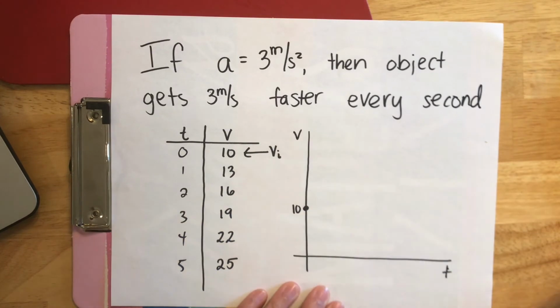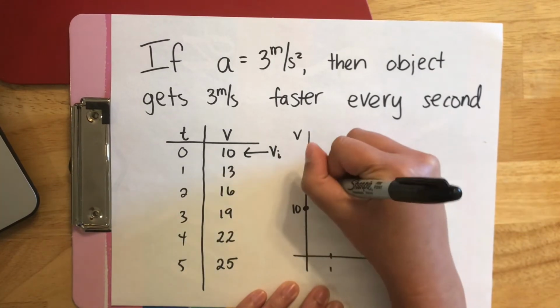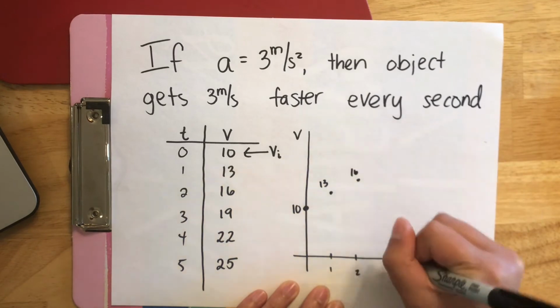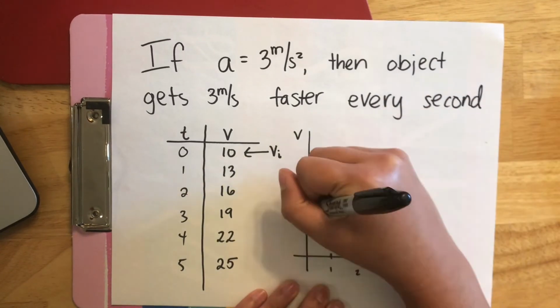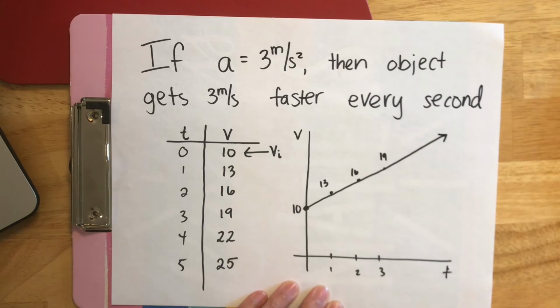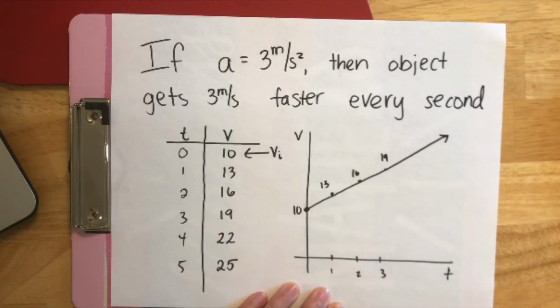Well, a kind of obvious way to graph this data would be to start from 10, and for every 1 second of time that passes, this would go 3 meters per second faster, creating a nice straight upward line. This type of graph is called a velocity versus time graph. And it's useful because at every second of time, it tells you the velocity. Positive velocities indicate that the object is moving forward. So this object starts at 10 meters per second, gets faster every second, and is moving forward the whole time.